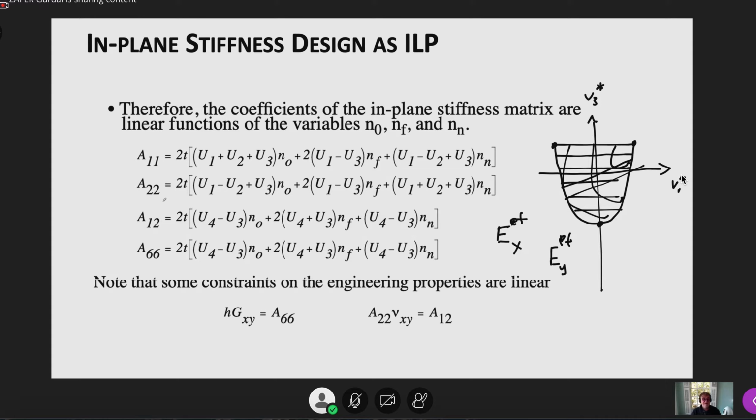But A11, A22, A16, and A66 are actually linear if you plot in this diagram. EX, of course, is a complicated expression. It has A1 square minus A11 times A22 divided by A22 square or something like that. So this is not linear in terms of the lamination parameters V1 star and V3 star.